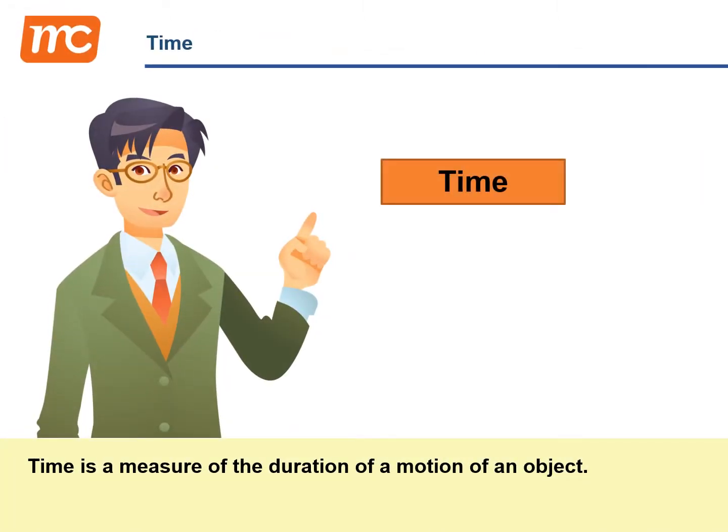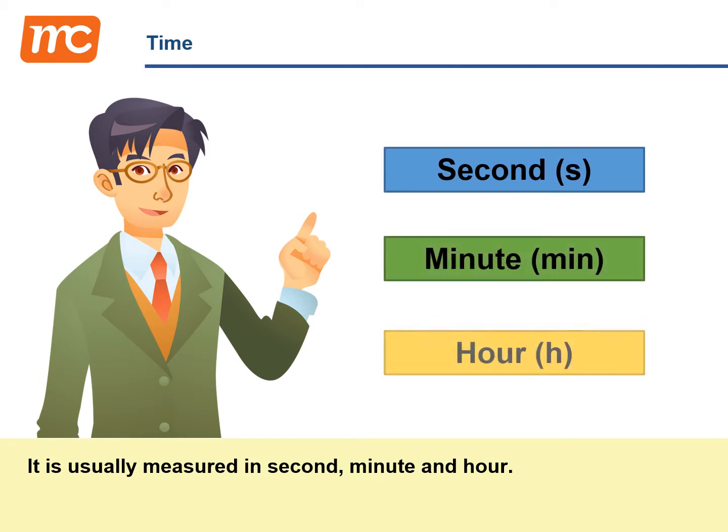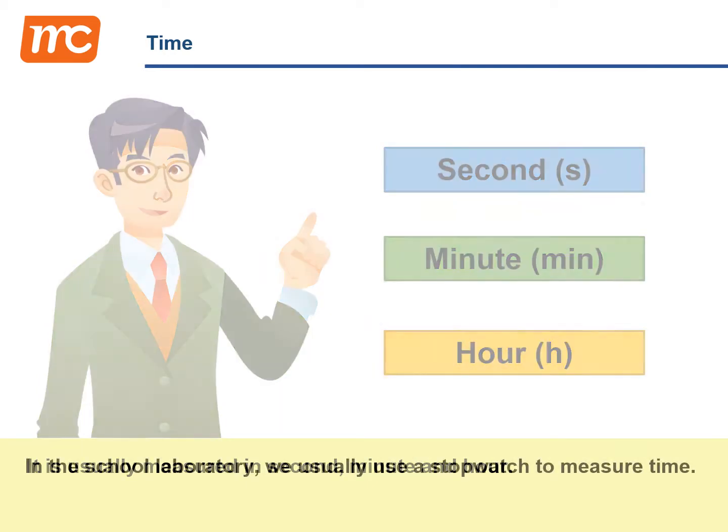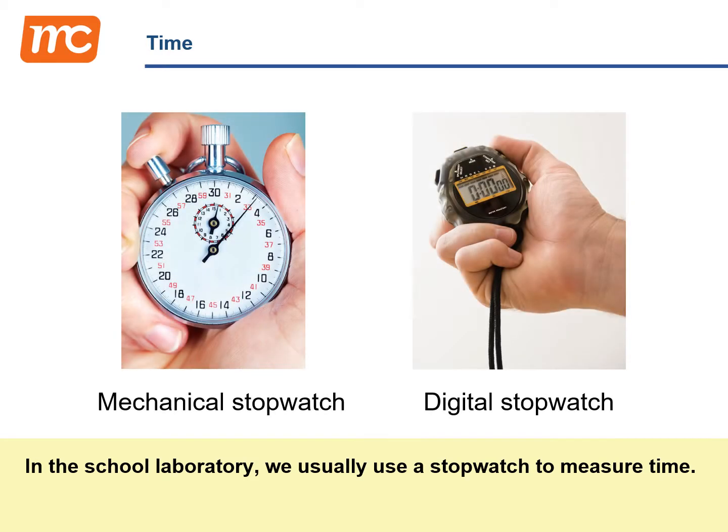Time is a measure of the duration of a motion of an object. It is usually measured in second, minute and hour. In the school laboratory, we usually use a stopwatch to measure time.